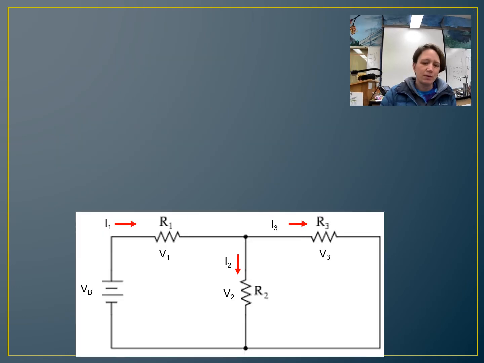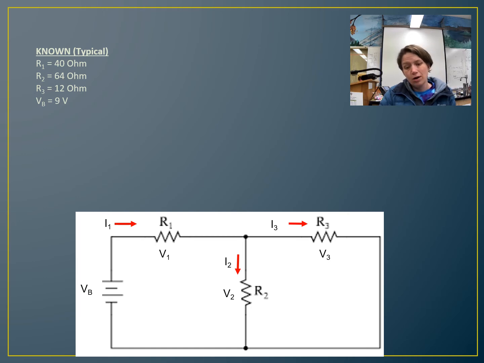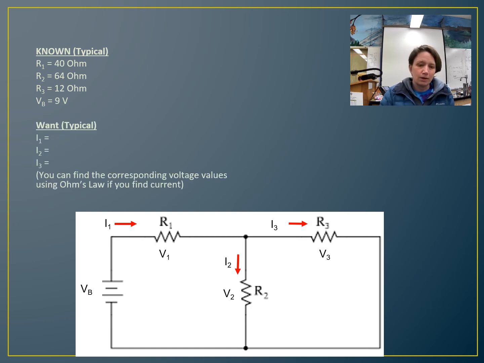So for this circuit that we've been looking at through this whole slideshow, let's say we are also given the following information. R1 is 40 ohms, R2 is 64 ohms, and R3 is 12 ohms, and the voltage provided by the battery is 9 volts. This is pretty typical because you tend to know the battery voltage and you tend to know the resistance values that you've put in your circuit. So things you might want to know? Well, you might want to know any of the current values or any of the voltage values.